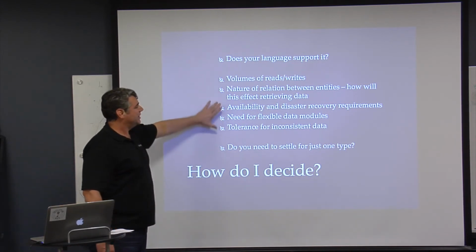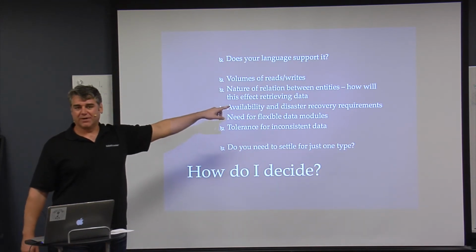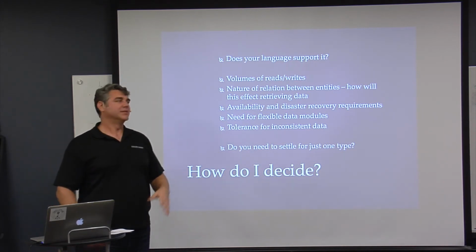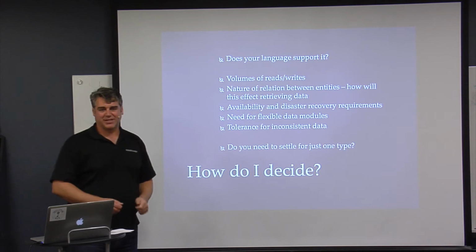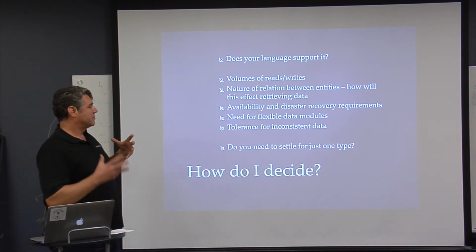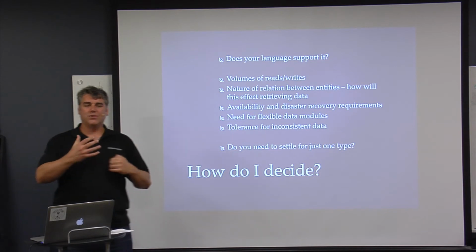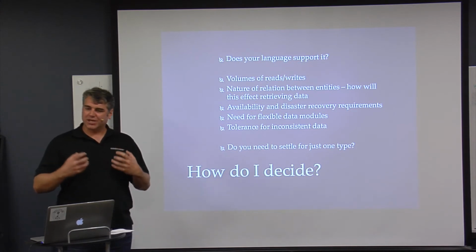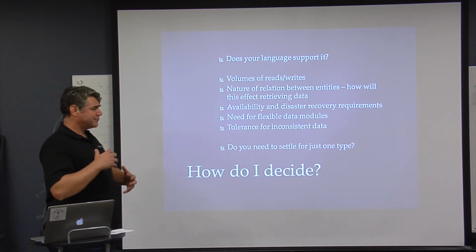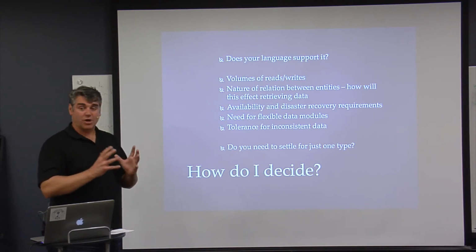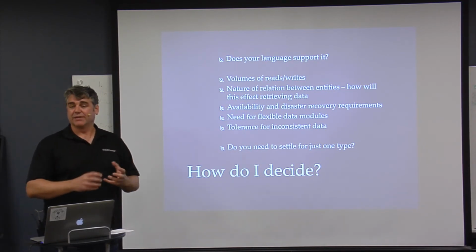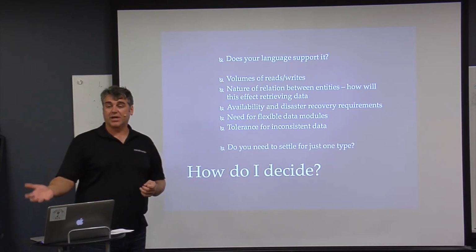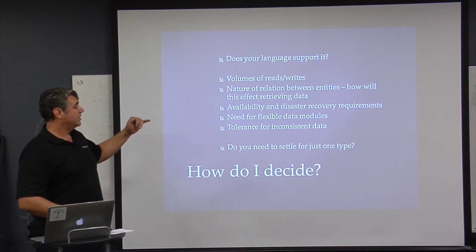Then it gets into more specific things. What's your volume of reads and writes? If it's being written to once a day and being read 1,000 times a minute, that's totally different from having to write to it all the time. Then there's the nature of the relationship between entities, and how the data is going to be pulled back out. Is it more static information that doesn't change a lot, or is it very convoluted, almost arbitrary information that has connections? Again, are you using graph, or are you just going to use a relational database, or will the document database work for you? Availability and disaster recovery.